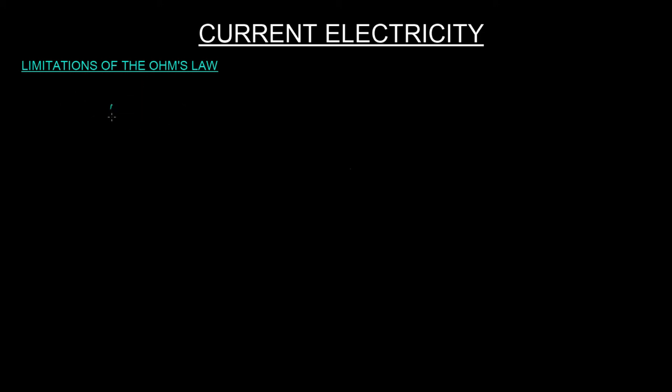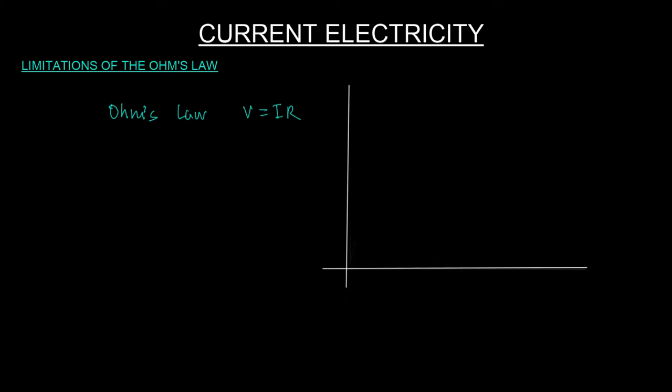We know that one of the famous laws of electricity is Ohm's law, right? And we know that this is represented by V is equal to IR. For a normal conductor, if everything is okay, then what happens? If I represent this by V and represent this y-axis by I, then you'll find a linear relationship between the two.